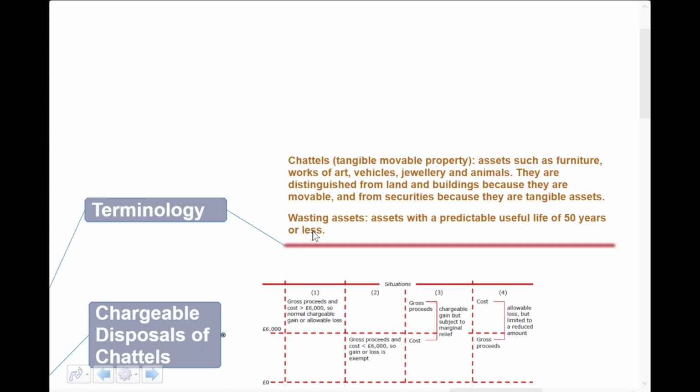What about a wasting asset? Well, a wasting asset is an asset with a predictable useful life of 50 years or less. Okay, a typical example might be a short lease. Or indeed, let's say something like a greyhound, a racehorse, etc. They are wasting assets as well as being chattels. Okay? So there's the terminology. How does this manifest itself in terms of computations or calculations?